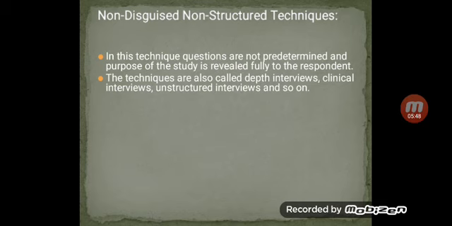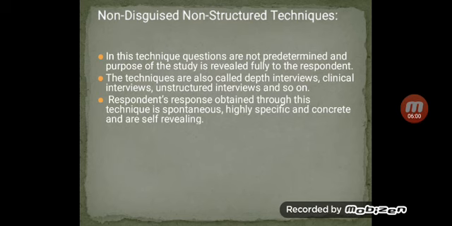Why it is called a depth interview: the insight knowledge will be gained with the help of informal questions. Before asking the questions, they have a friendly conversation and then go to the questions. The response obtained through this technique is spontaneous, highly specific, and concentrated or self-revealing.